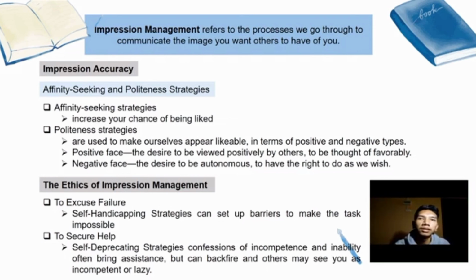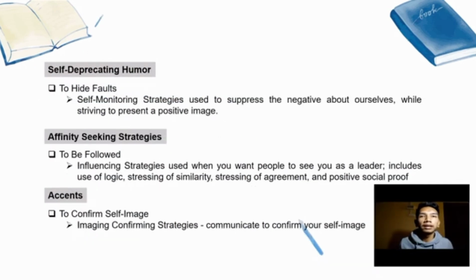Positive face is the desire to be viewed positively by another, to be thought of favorably. For the negative face, it is the desire to be autonomous, to have the right to do as we wish. So next are the other types of impression management. To excuse failure, the self-handicapping strategy can set up barriers that make the task impossible. Next is deprecating humor. To hide flaws, the self-monitoring strategy is used to suppress the negative about ourselves while striving to present a positive image.